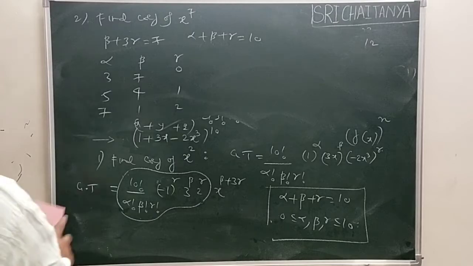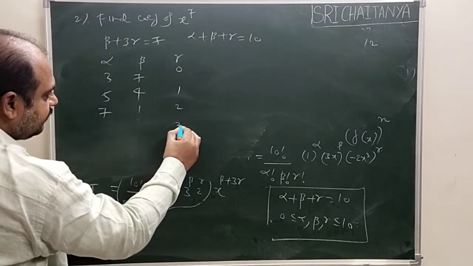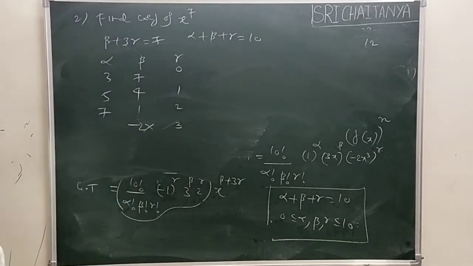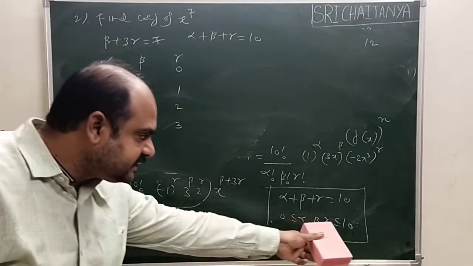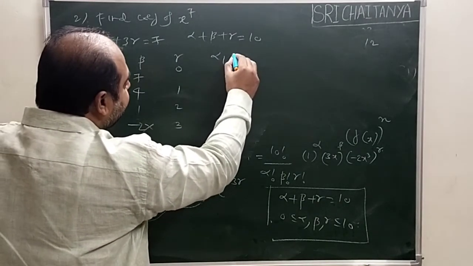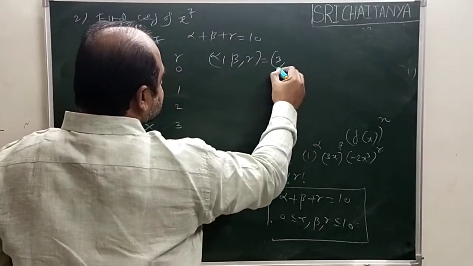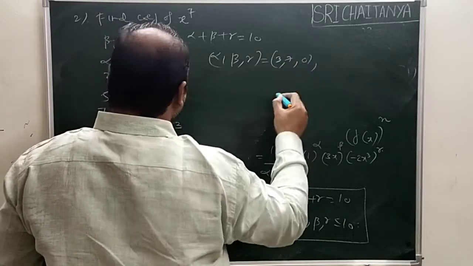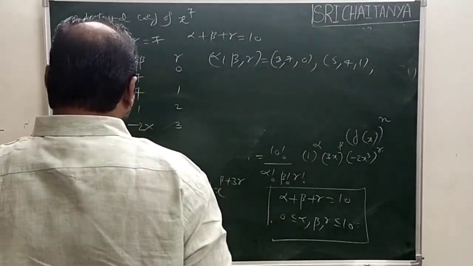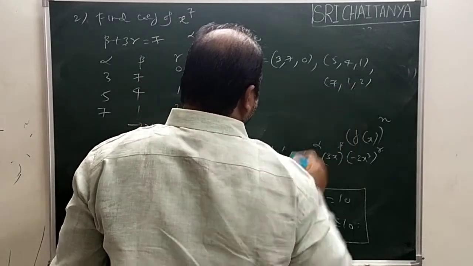After that, if you substitute 3, here you will get 3, 7 minus 1 minus 2, not possible because beta cannot be minus 2. It will lie between 0 and 10. So what are the possibilities now? Alpha, beta, gamma equals 3, 7, 0, comma, 5, 4, 1, comma, 7, 1, 2.